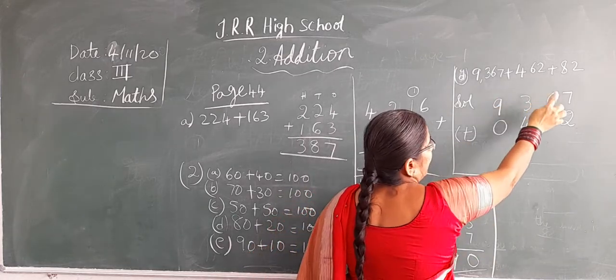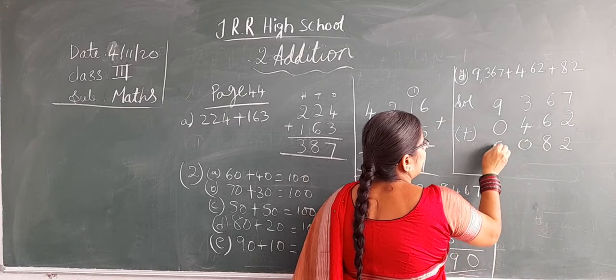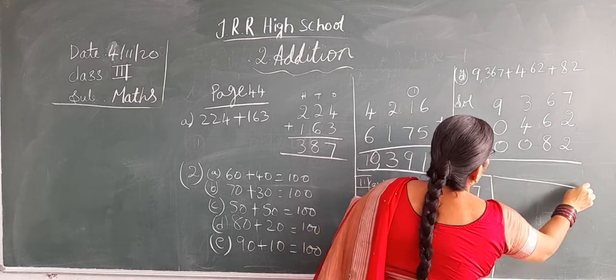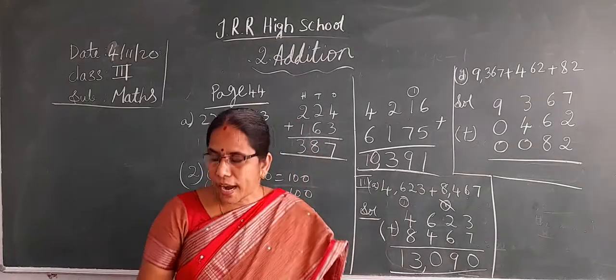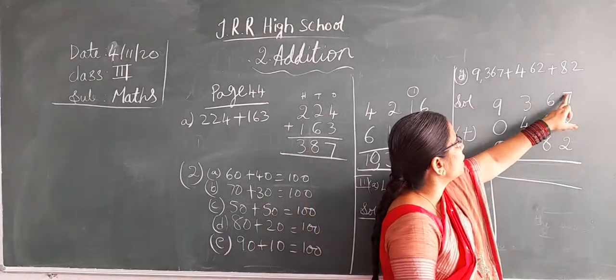Now write the next number. Here 2 and here 8. And in the hundreds place and the thousands place put 0, no number. Now add it. How to add, I will tell you. Here start from the ones place. First you add these two.